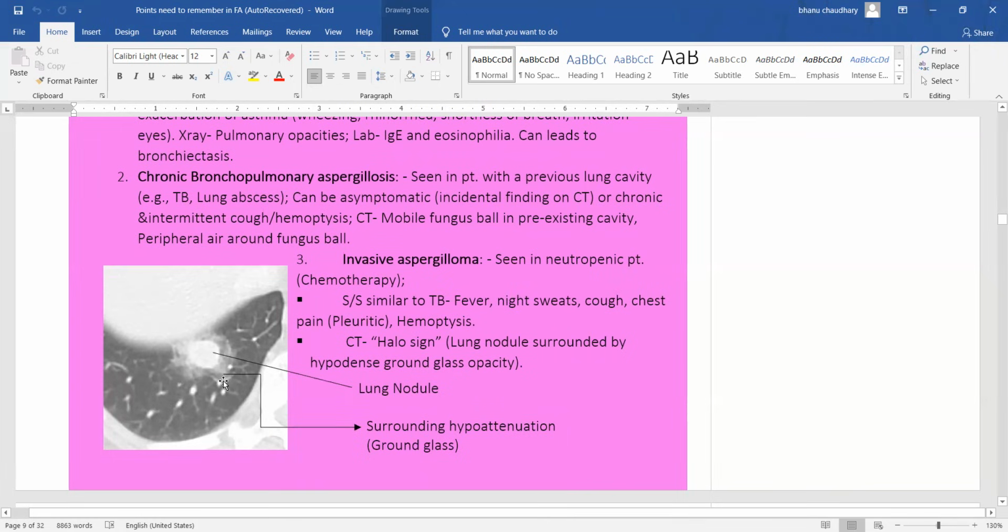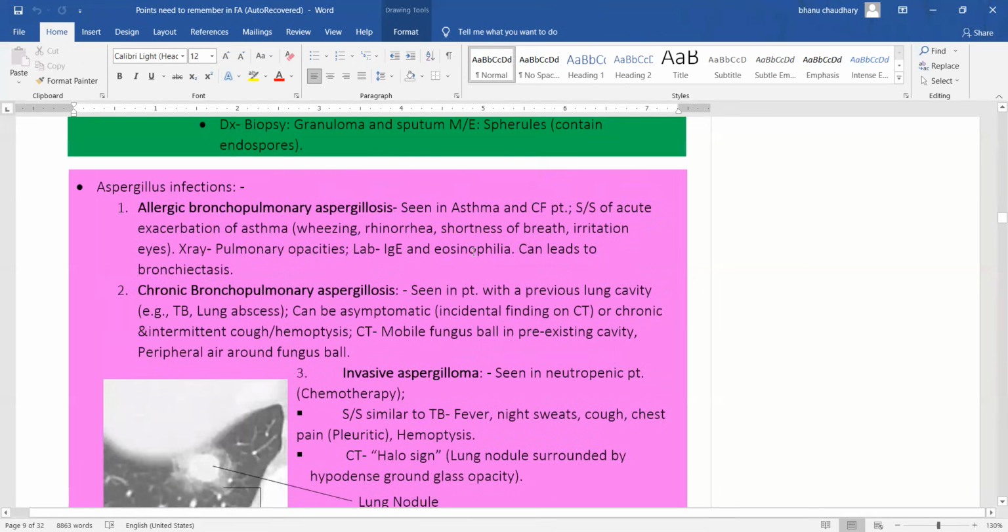So whenever a question describes a patient having a symptom like fever, fatigue, weight loss, hemoptysis, night sweats, and the CT is describing some kind of a lung nodule with some ground glass opacity surrounding it, this must be the halo sign, and this must be a case of an invasive aspergilloma.